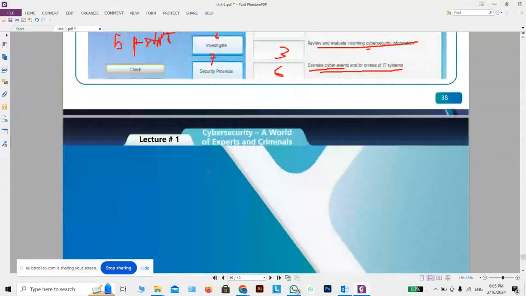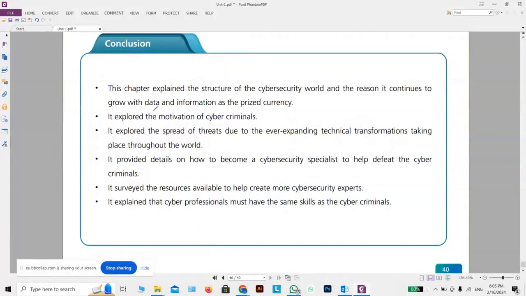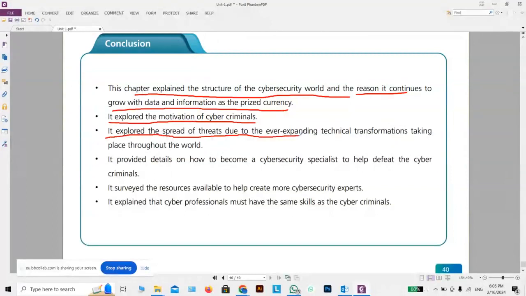Then we will start from unit number 2. Here they have written down what we have done in unit number 1. Okay, so the chapter explained the structure of the cybersecurity world. Yes, we have already seen the reason it continues to grow. It explored the motivation of cybersecurity criminals. We explored the spread of threats due to the ever-expanding technical transformation. It details how to become a cybersecurity specialist through some certifications. Here is big data, the implications regarding big data, and the emergence of IoT. Here, it explored mitigation of cyber criminals.